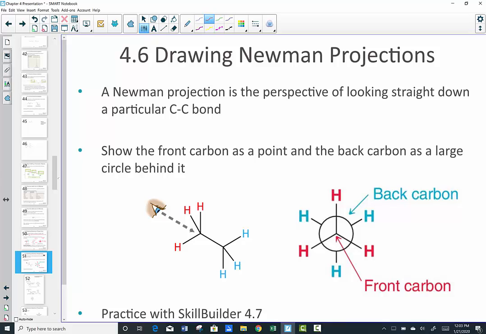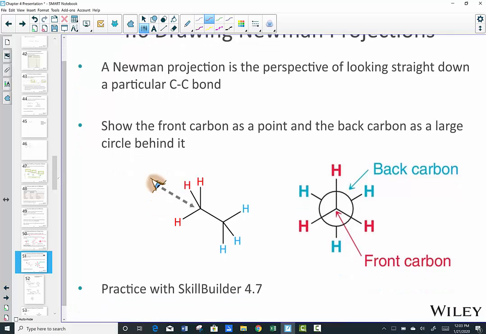This Newman projection is the perspective of looking straight down a particular sigma bond between two carbons. We show the front carbon as a point and the back carbon as a large open circle behind it. Here are those two carbons I represented on the previous page, carbon 1, carbon 2. This is simply an ethane molecule, CH3, CH3. Carbon 1 is represented as a point, attached to three hydrogens. That's this front carbon. When I model what I see coming from it, I notice that I have three hydrogens coming off of C1.